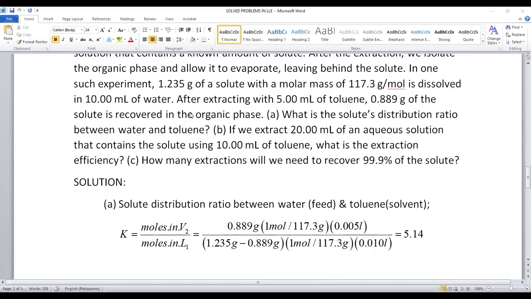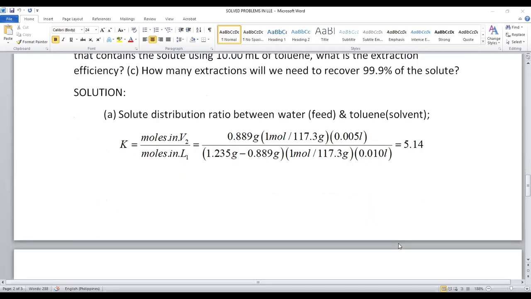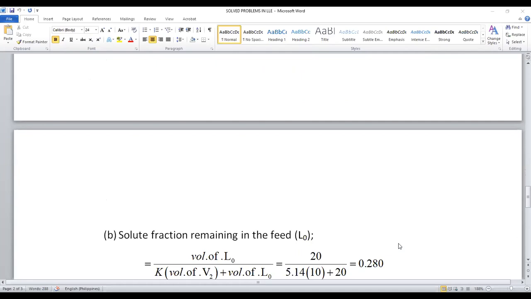The 10 ml of water because this is your water-rich layer already. Your feed is the one that leaves as your raffinate with the unextracted amount of solute. So that is why you had here 10 ml. This one is your extract, which is actually coming from your solvent, which is 5 ml toluene. So this is your K, 5.14. Okay? Now, that's your answer for letter A.